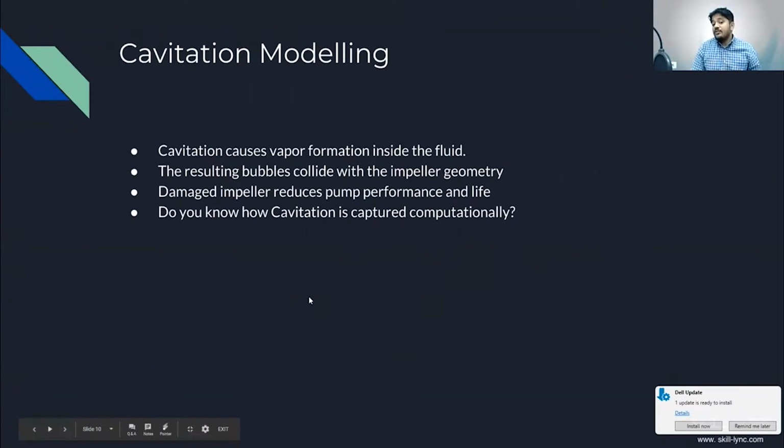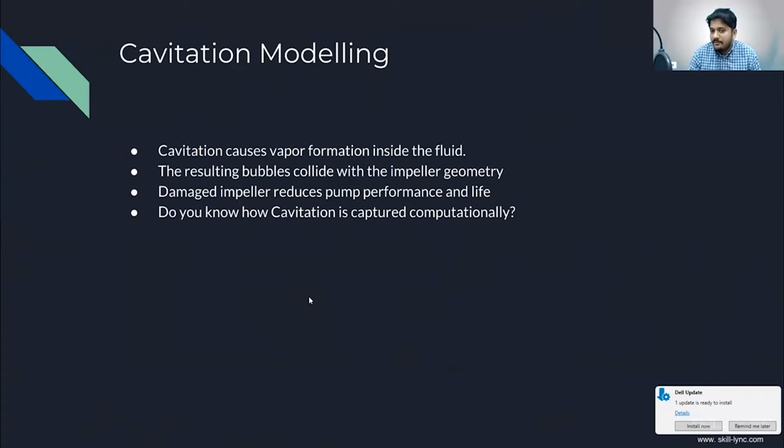But that is going to increase the simulation time a lot. The other thing that you need to understand is cavitation modeling. Now, one thing that you all need to remember is when the MRF approach is used, when the multiple reference frame approach or moving reference frame approach is used, your cavitation predictions will be wrong.